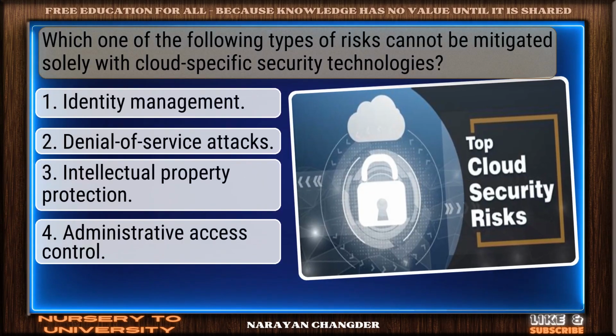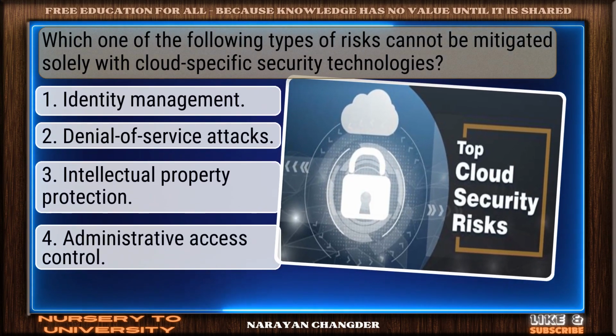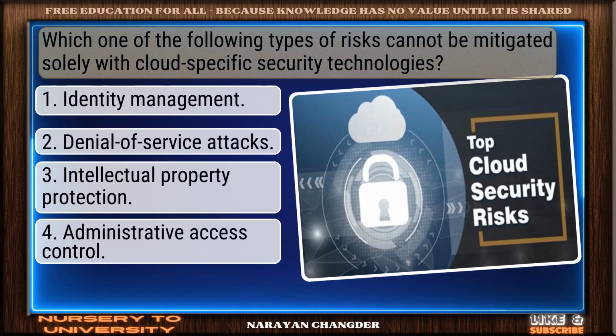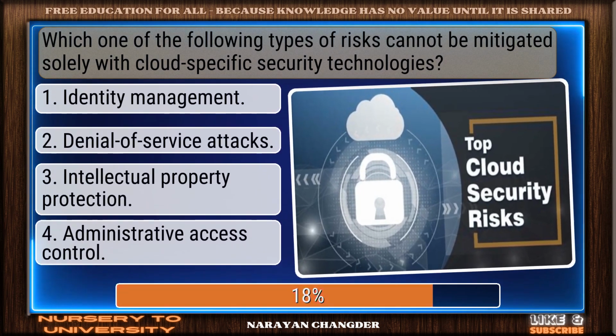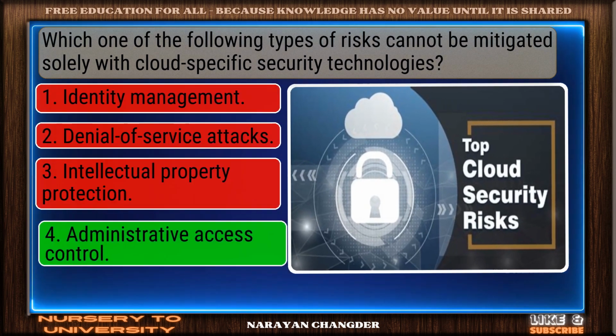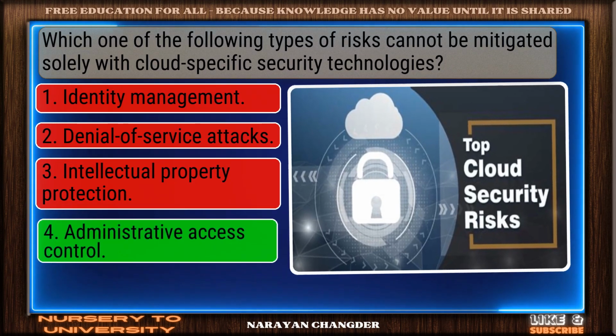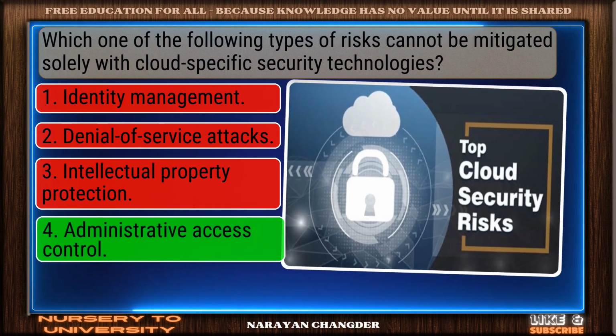Question number 21. Which one of the following types of risks cannot be mitigated solely with cloud-specific security technologies? Smart move. Administrative access control is an accurate answer.